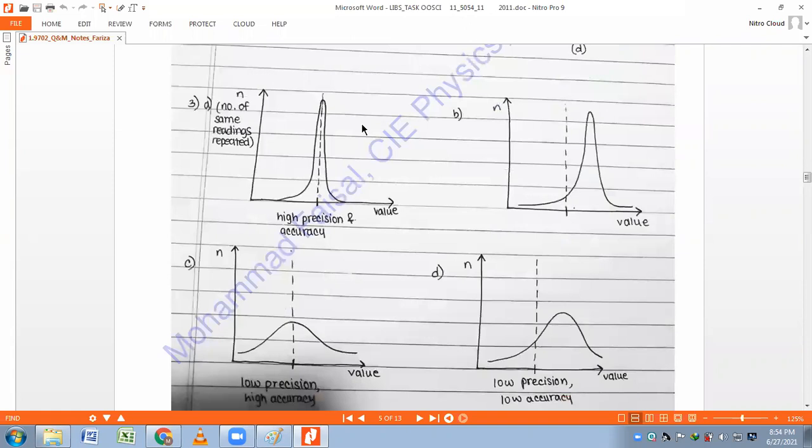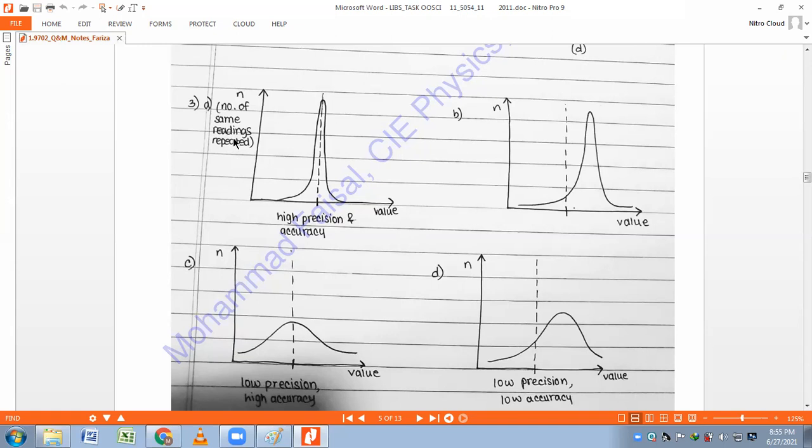The third graphical way to represent this one is somewhat slightly more difficult to understand. Let me elaborate how this graph was actually made. On the x-axis, we have the value, and on the y-axis, we have the number of same readings repeated.